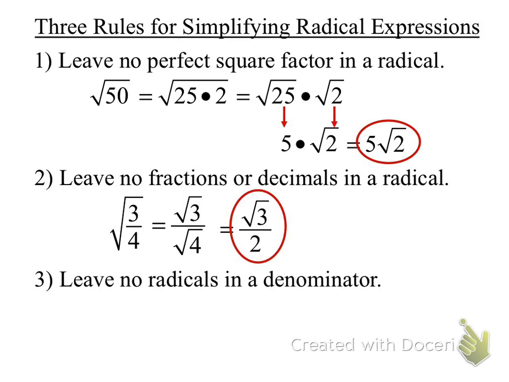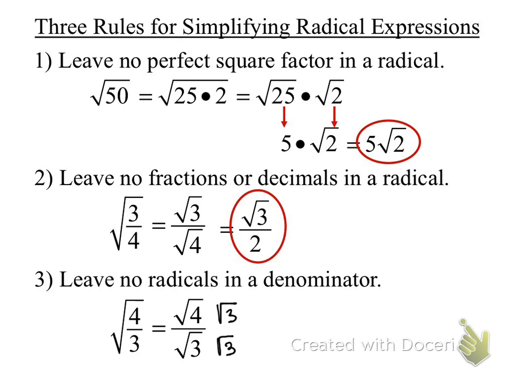Number 3: leave no radicals in the denominator. So if you have a radical in the denominator, Harrison, you've got to be writing as we're going. What you're going to do is called rationalizing the denominator. So you split it up, and then I'm going to multiply by whatever's in the denominator, a fancy 1. So I'm going to multiply by rad 3 over rad 3.